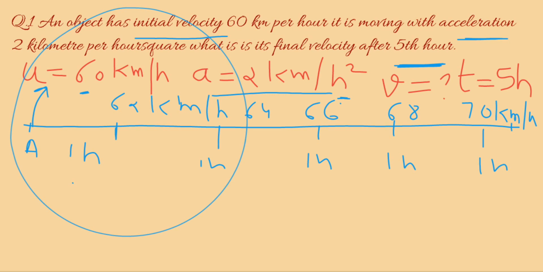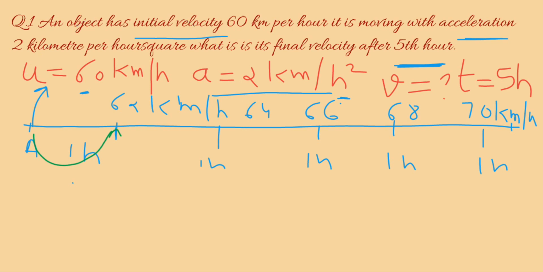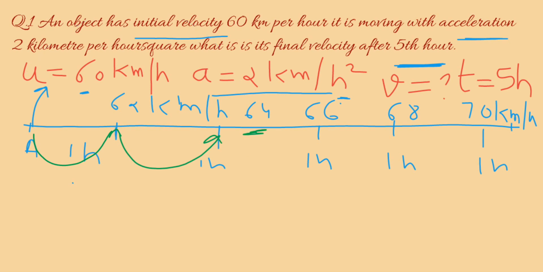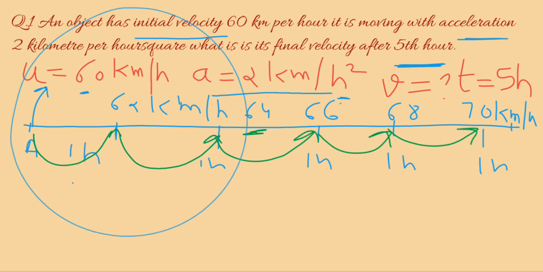See student, I have drawn the different velocity gained by the object during 5 hours. See, after 1 hour the velocity increases and it becomes 62 kilometer per hour. After 1 more hour the velocity will increase and it will become 64 kilometer per hour. After 1 more hour it will become 66, then 68, then 70.